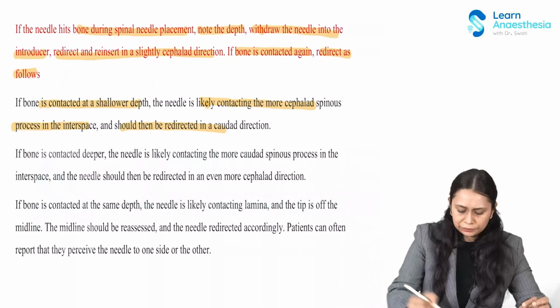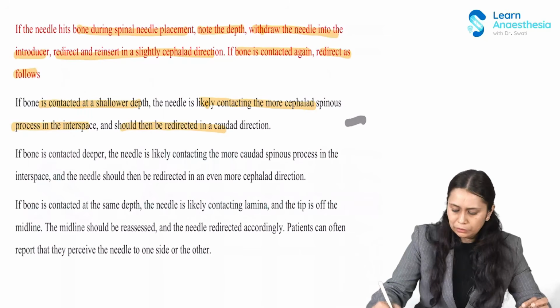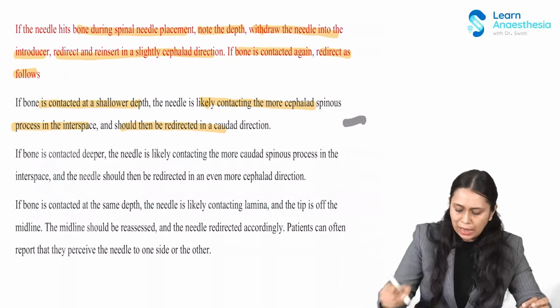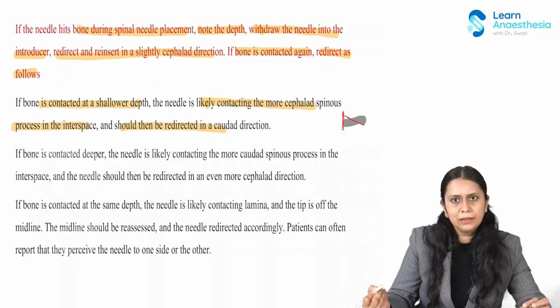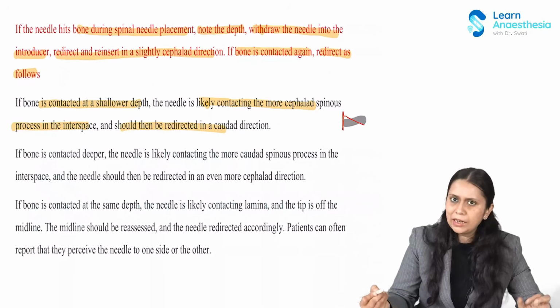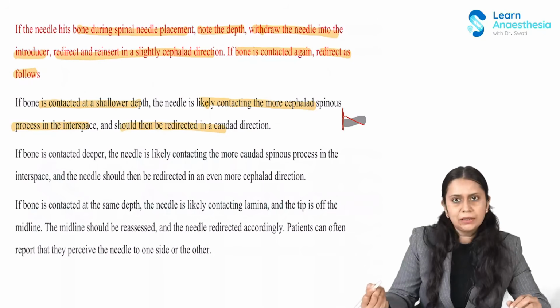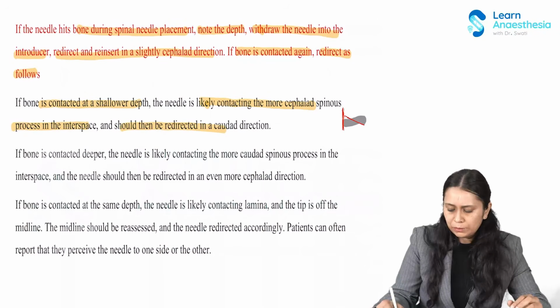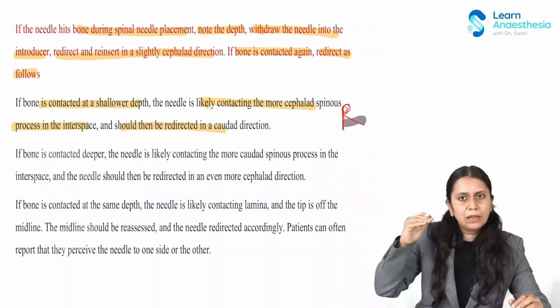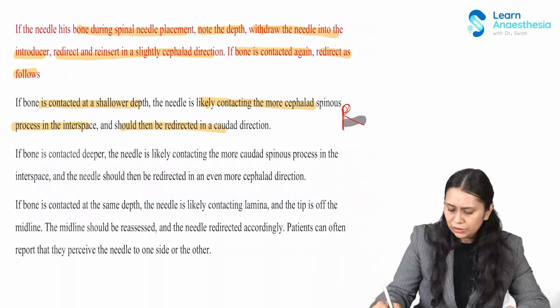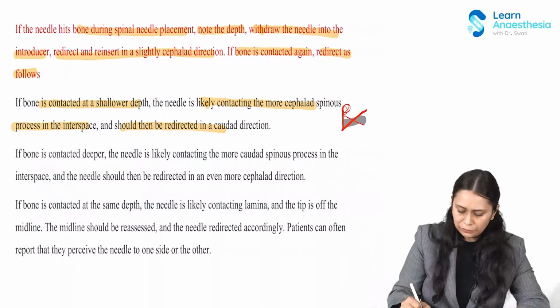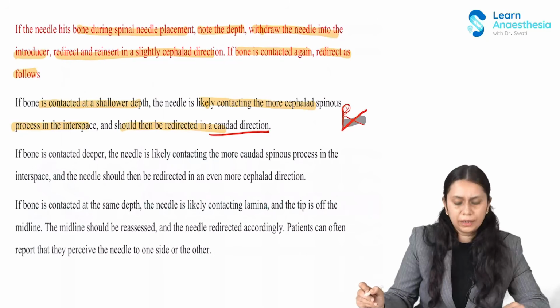Initially we are going perpendicular, and if I am hitting the bone repeatedly, even after making my needle a little cephalad, and again at a shallow depth I am hitting the bone, then it is most probably the upper spinous process that I am hitting. It is at a shallow depth. So I just have to make my needle a little more caudad. We have to redirect the needle in a caudad direction.